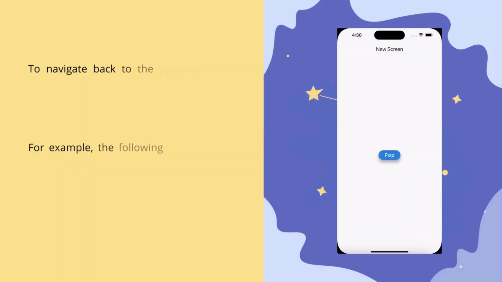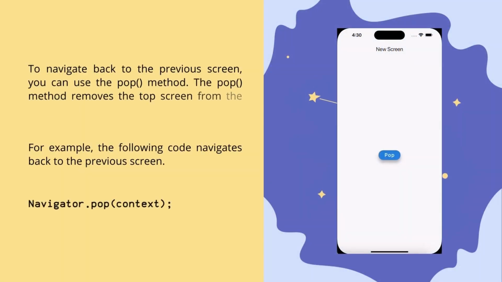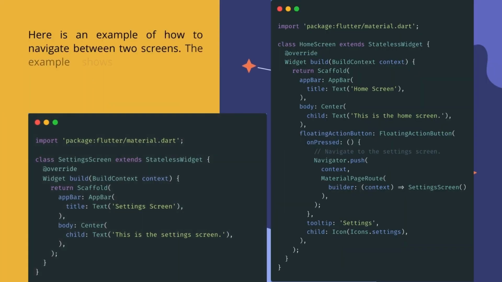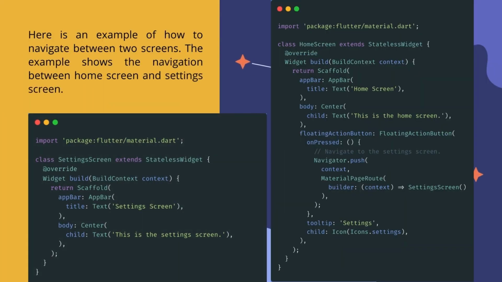To navigate back to the previous screen, you can use the pop method. The pop method removes the top screen from the navigation stack. For example, the following code navigates back to the previous screen. Navigator.pop(context). Here is an example of how to navigate between two screens. The example shows the navigation between home screen and settings screen.